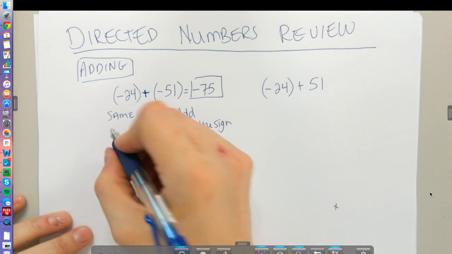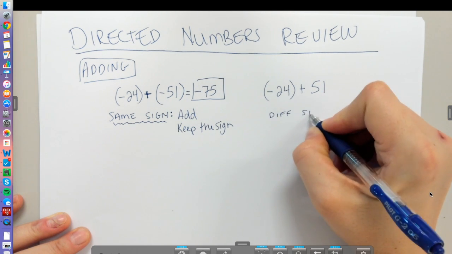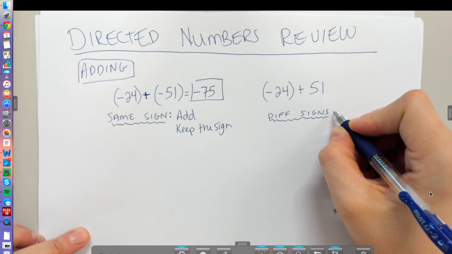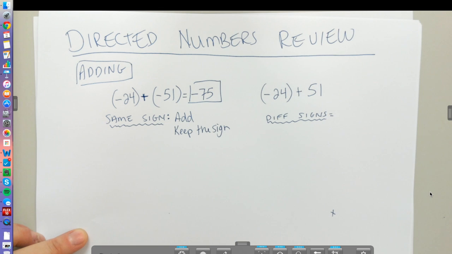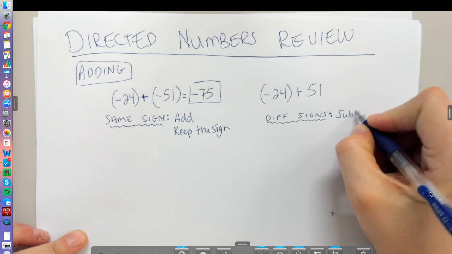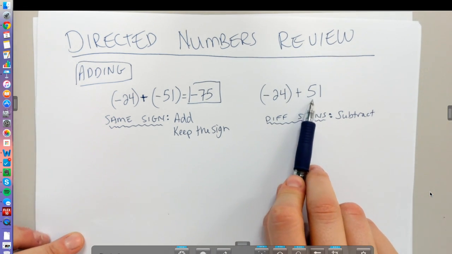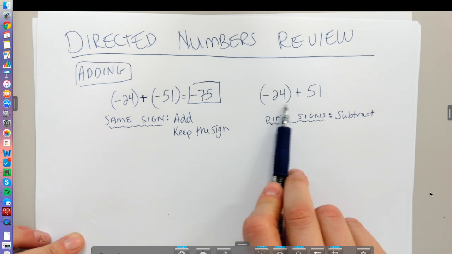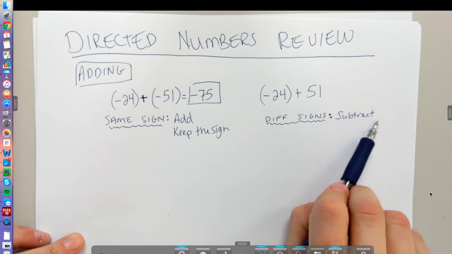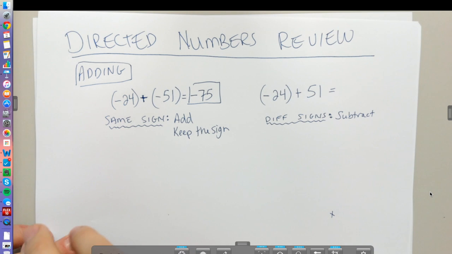Well, what if they have not the same sign, but different signs? Over here we have different signs, right? One is negative, one is positive. So how could we abbreviate the rule for that? I hope you said that you subtract. You have to find the difference between these two numbers. You always take the bigger absolute value and subtract off the smaller absolute value. So in this case, it would be 51 minus 24. So we have to subtract, find the difference of those. Let's do that quick. What is 51 minus 24?